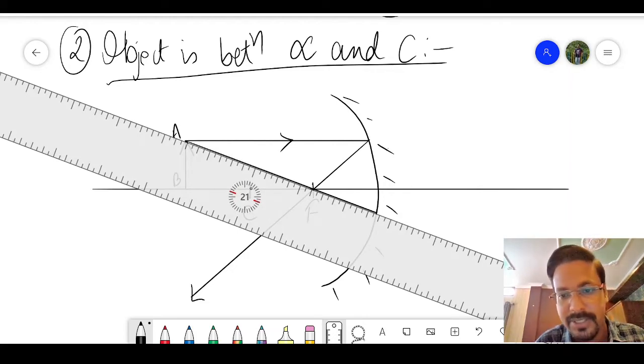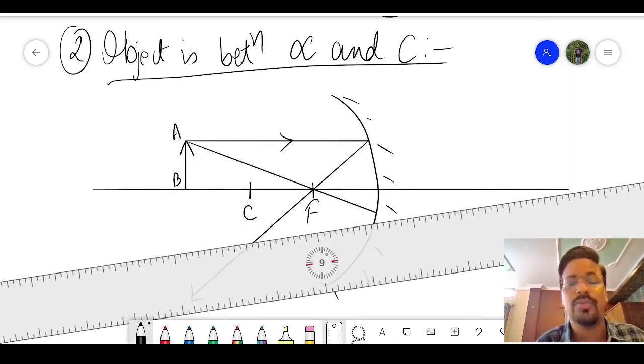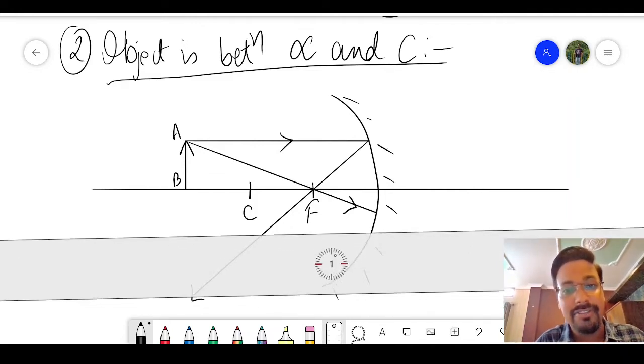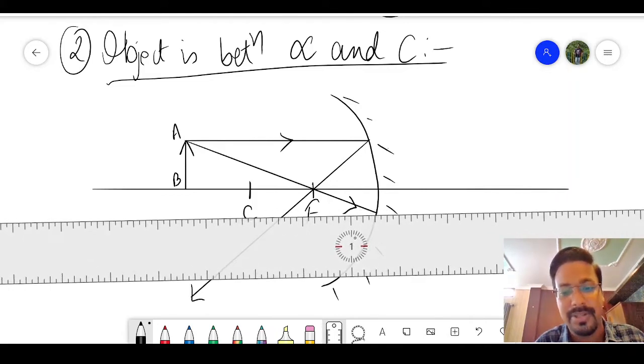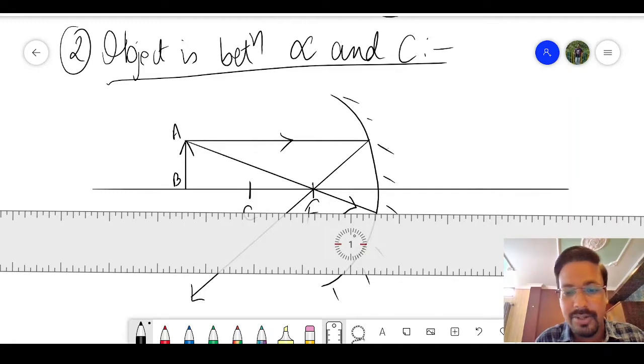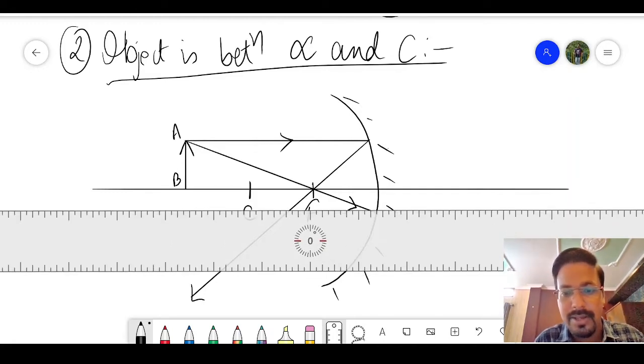Here is a ray of light that passes through the focus. Now after reflection, what will happen? As I have said in the previous one, a ray of light parallel to the principal axis after reflection passes through the focus, and a ray of light which passes through the focus after reflection becomes parallel to the principal axis. Okay, it is just the opposite. So after reflection it will become parallel to the principal axis.